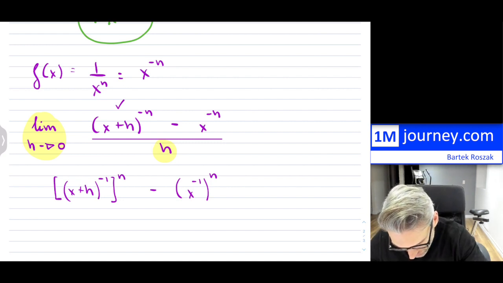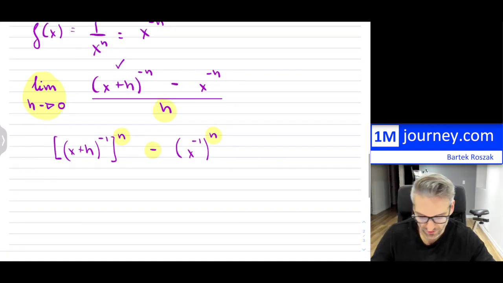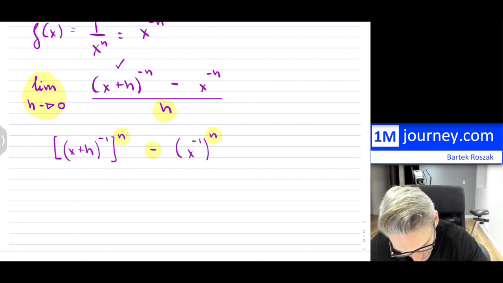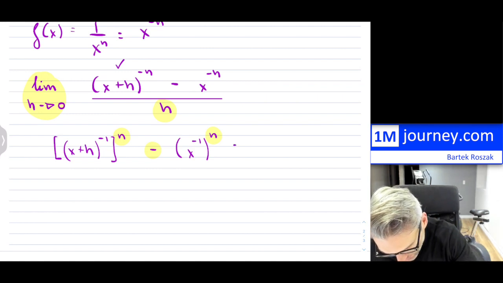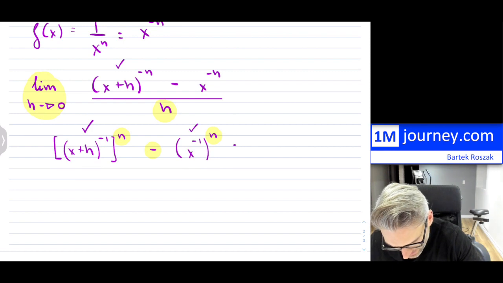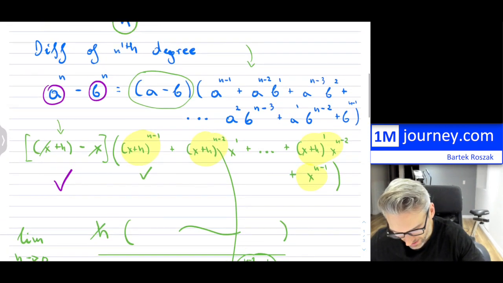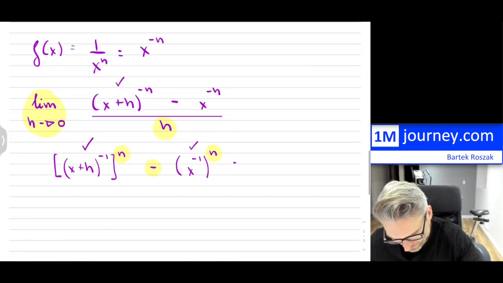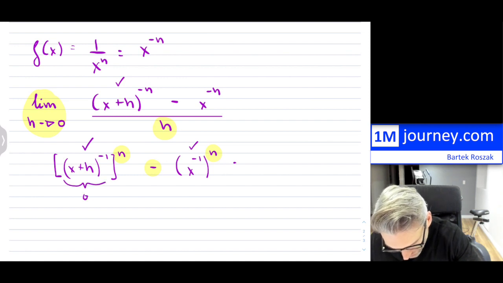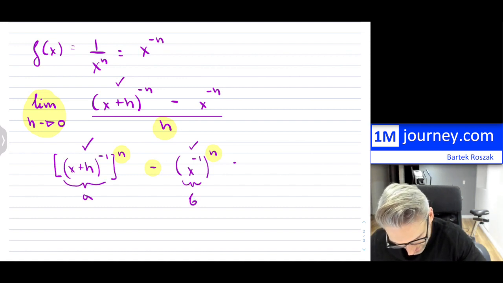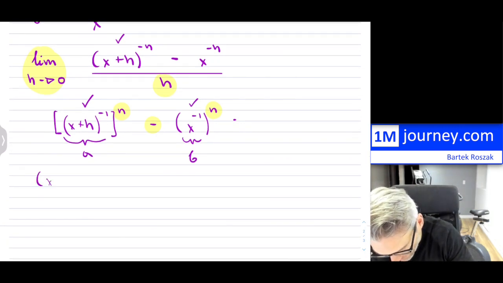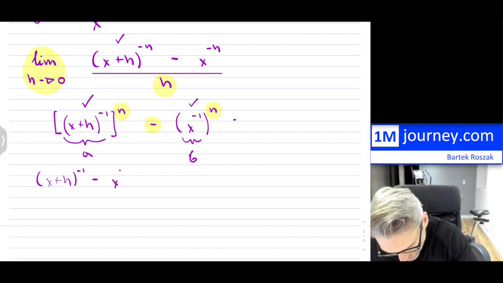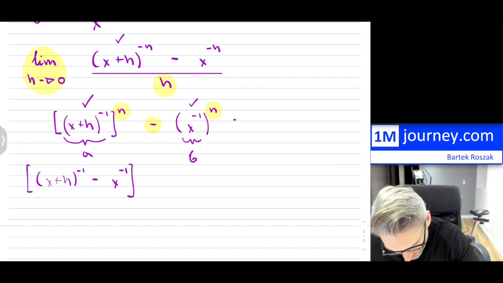Now with this, notice I do have the nth difference. Here's the difference between them, so I can factor this out. This is equal to this minus that, using exactly what I did above, except my a now looks a little funky. This is my a and this is my b. So I'm going to have (x plus h) to the minus 1 minus x to the minus 1 as the factor.